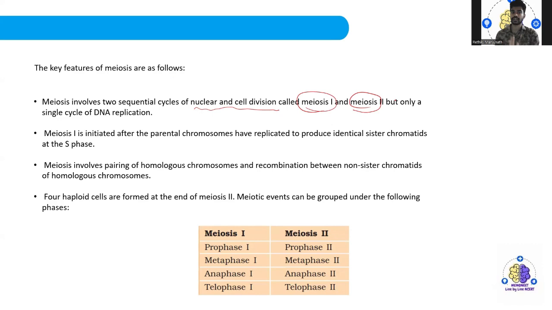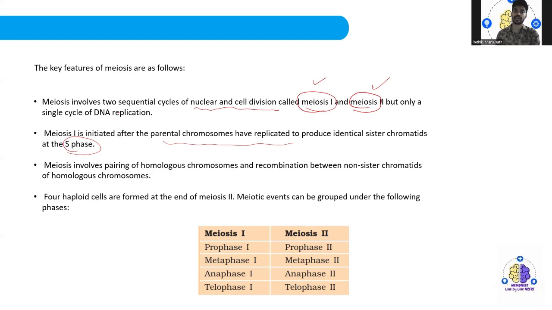So even though meiosis involves two sequential cycles, meiosis 1 and meiosis 2, DNA replication happens only one time, a single cycle of DNA replication. Meiosis 1 is initiated after the parental chromosomes have replicated to produce identical sister chromatids at the S phase, which is the synthesis phase. Meiosis involves pairing of homologous chromosomes and recombination between non-sister chromatids of homologous chromosomes.